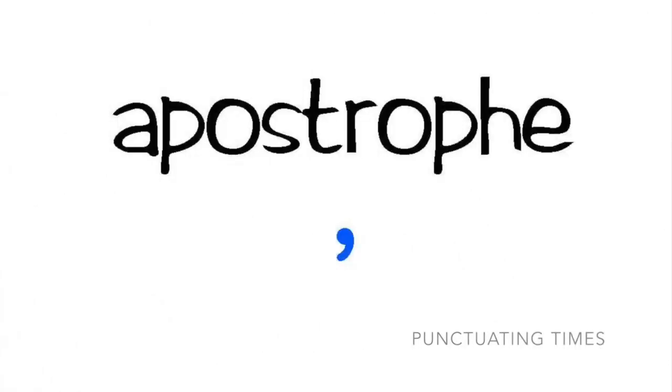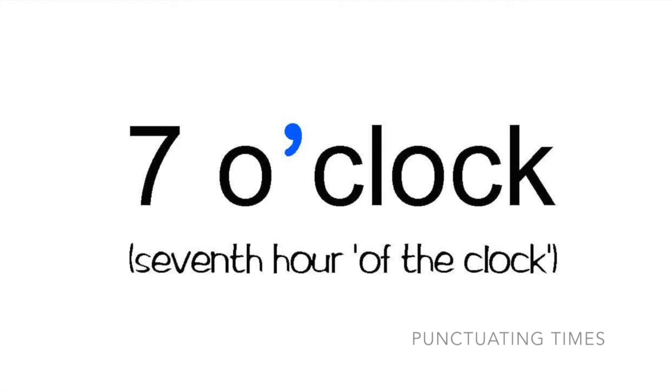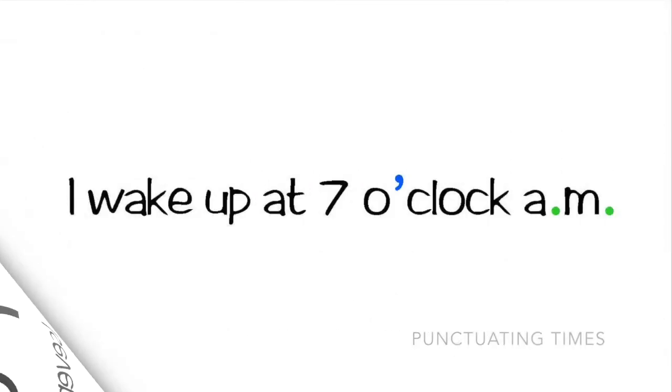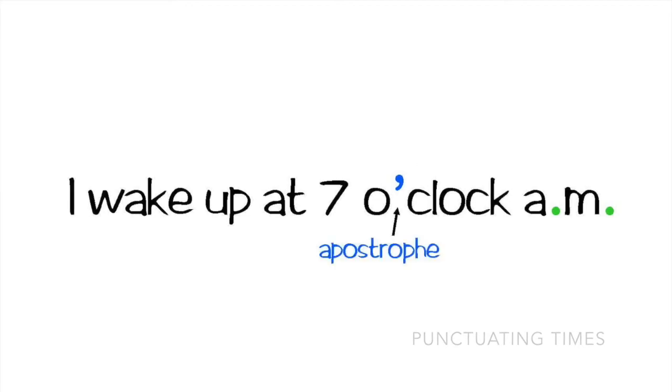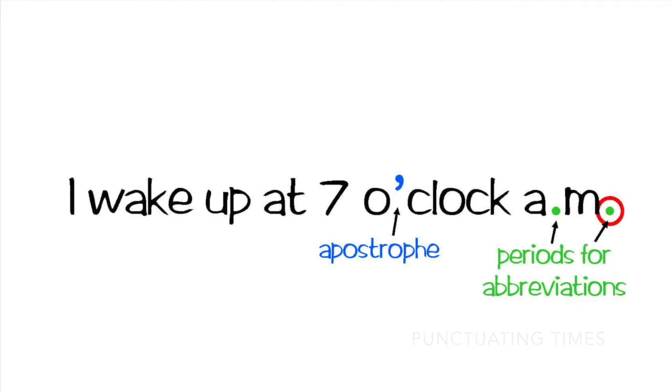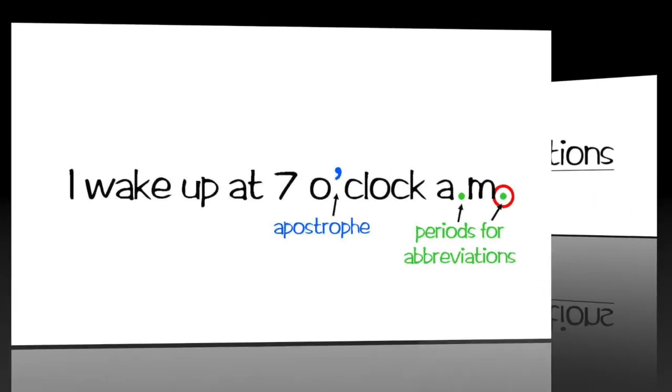And lastly, we have apostrophes. Use an apostrophe in the word o'clock when writing a time. O'clock is a shortened version of of the clock. Here's an example in a sentence. I wake up at 7 o'clock a.m. Notice the apostrophe in the word o'clock and the periods being used to abbreviate a.m. Also, remember not to add an extra period if the sentence ends with an abbreviation.